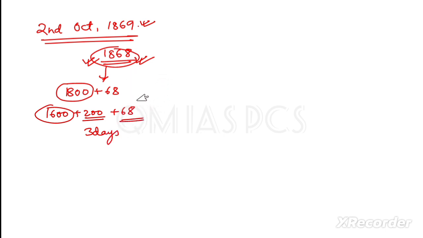For 68 we have to calculate how many leap years there are. So 68 divided by 4, we will have 17 leap years. Okay, so 17 leap years means 68 minus 17, we will have 51 non leap years.